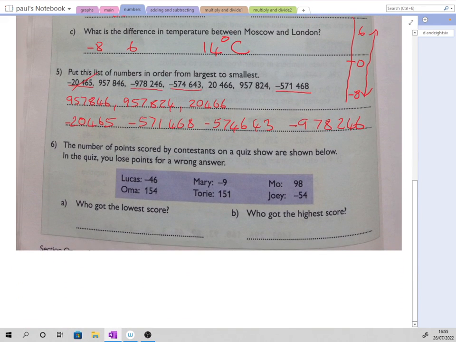Right. Okay, the number of points scored by contestants on the quiz shown below. In the quiz, you lose points for a wrong answer. Who got the lowest score? The lowest score was the biggest negative number, which is Joey, and I'll just show the examiner how I came to that conclusion. Joey minus 54, and the highest score was Omar with 154.